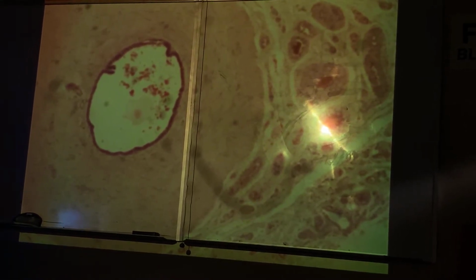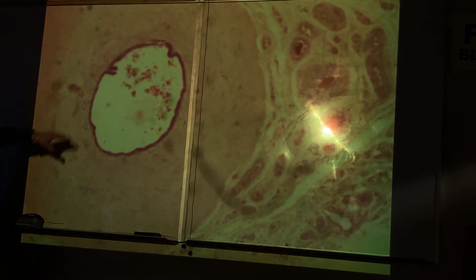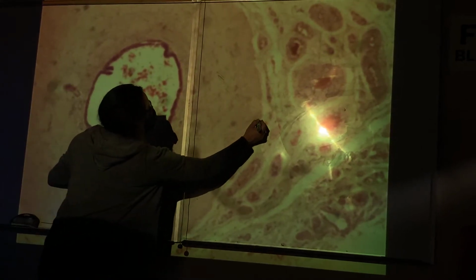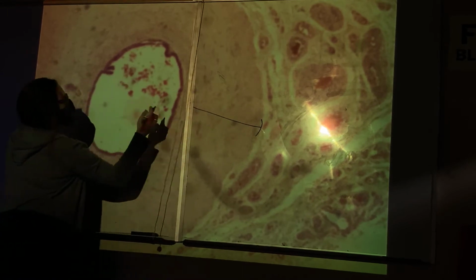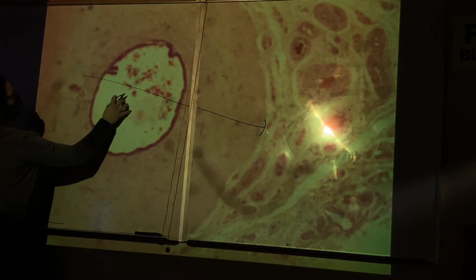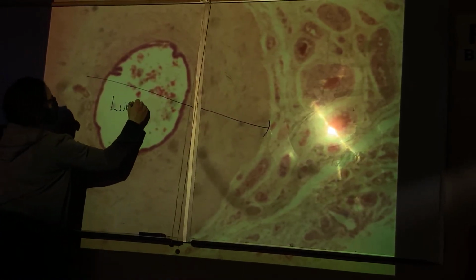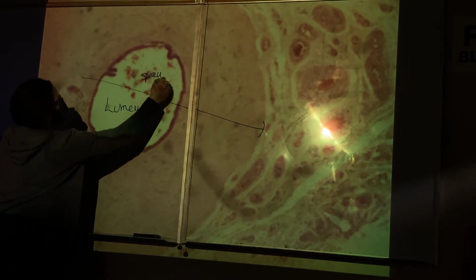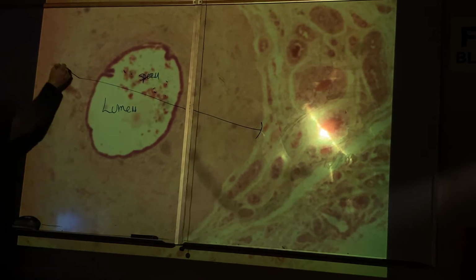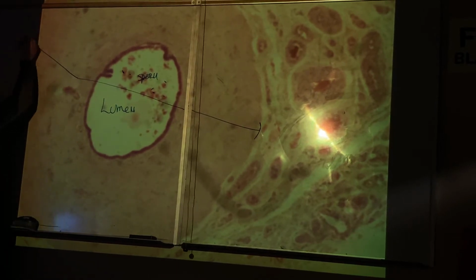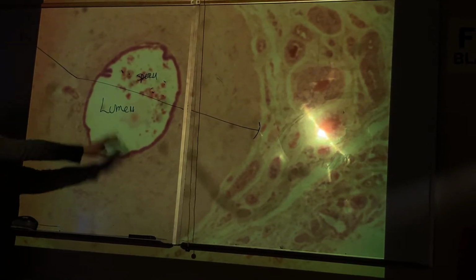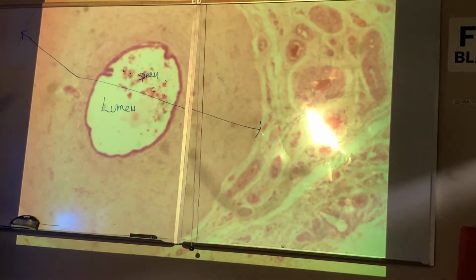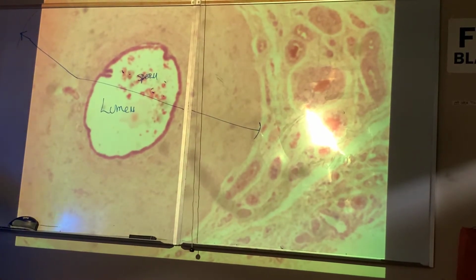So let's look at the ductus deferens first. That's what this is right here. It goes from here. This is the lumen. There's some sperm in here; those are sperm cells. And it goes to probably about right there. So that's your ductus deferens. It's going to be big, and it's going to be round, okay?